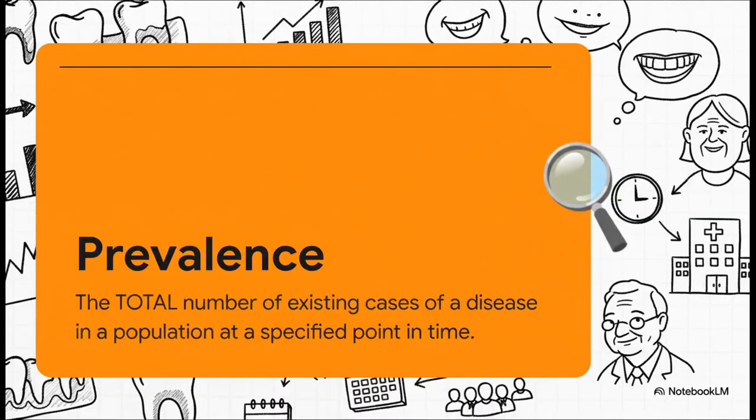Prevalence, though, is different. It's not about the flow. It's a snapshot in time. It tells us the total number of existing cases. So, you might ask, what percentage of adults over 65 have periodontal disease right now? That's prevalence, and it's super important for things like planning how many dental services a community needs.